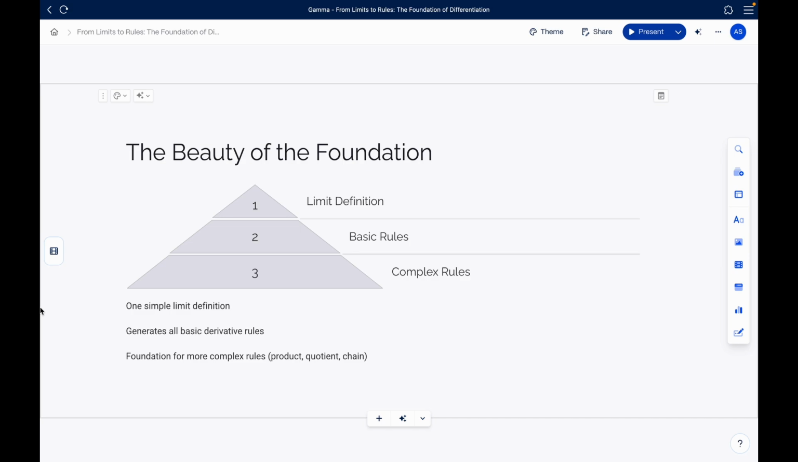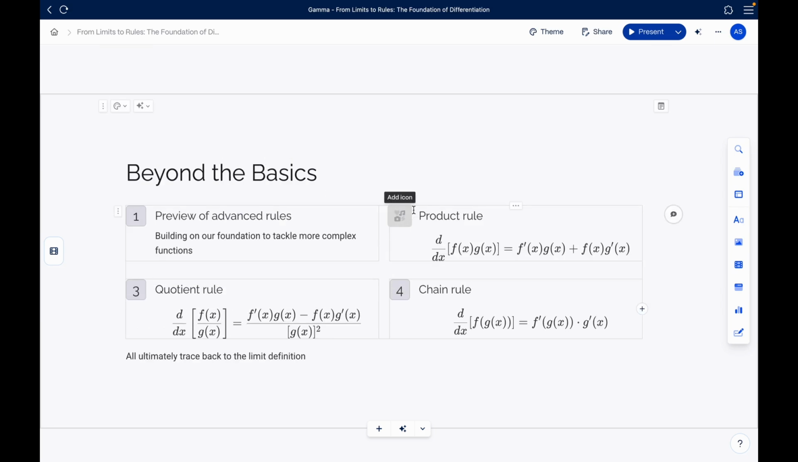The main beauty of this foundation is that it's one relatively simple definition, but it generates pretty much all basic derivative rules and even some more complex rules, like the product rule, the quotient rule, and the chain rule. And ultimately, they all trace back to the limit definition. I'll cover how they do it when I cover each of these individual rules.